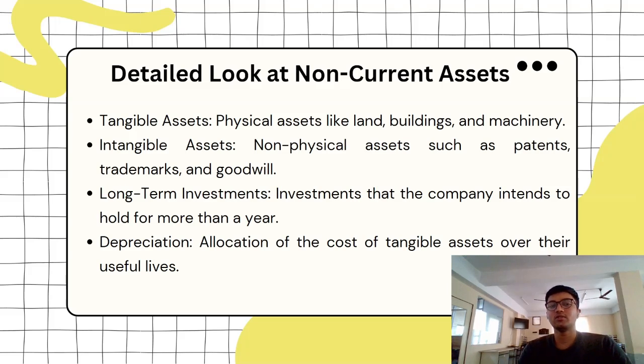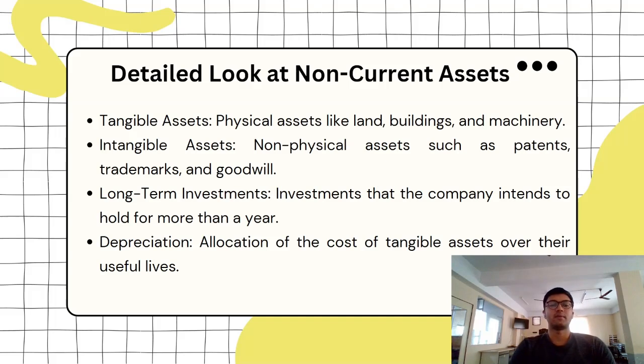So long-term investments are investments that the company intends to hold for more than a year. For example, I'm investing in some kind of plant and machinery, heavy equipment, in order to do my operations in the business. That'll be long-term investments. Depreciation is deducted from the asset.